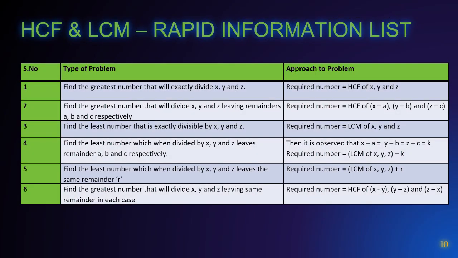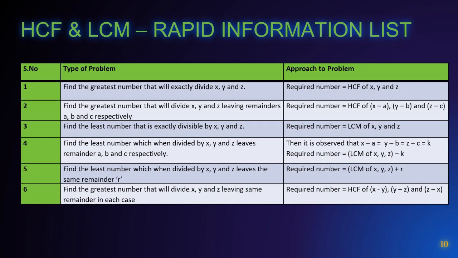So here is your rapid information list. Let's say, for example, you are given a question like this: find the greatest number that will exactly divide x, y, and z. That's nothing else but the HCF. The required number is the HCF of x, y, and z. In the same way, when I say find the greatest number that will divide x, y, and z, leaving remainders a, b, and c respectively, the required number is the HCF of x minus a, y minus b, and z minus c. So likewise, you can just go through this rapid information list and keep this in your mind in order to solve questions based on HCF and LCM.